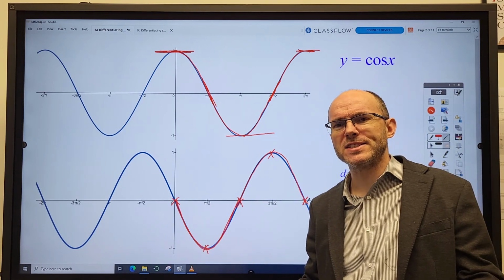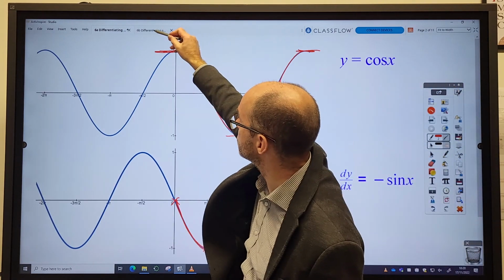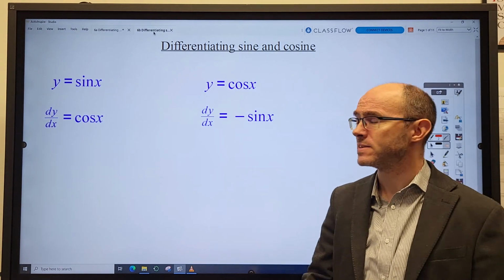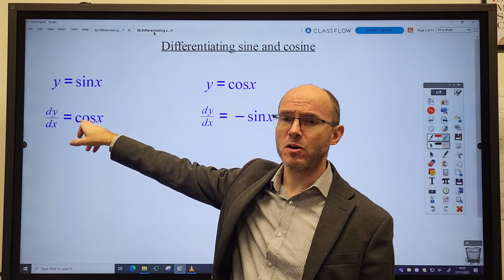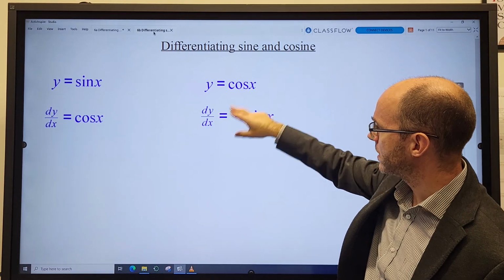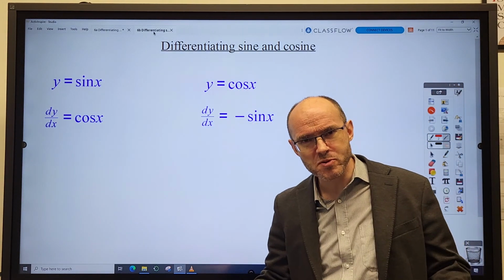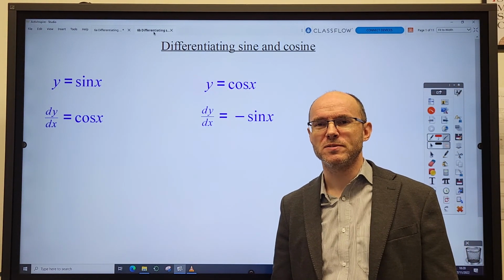I'm hoping that's a nice demonstration for you of those rather important results. Why is it the case that when you differentiate sine x, you get cosine x, and when you differentiate cosine x, you get negative sine x. It's not a proof, but it's a nice visual demonstration. Hope you enjoyed that.